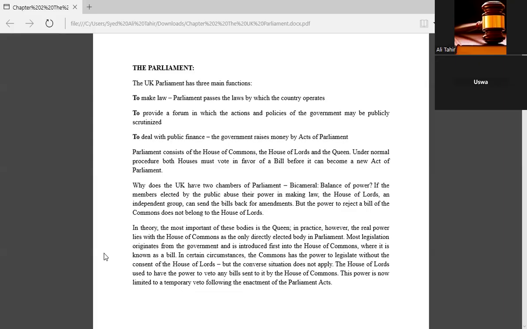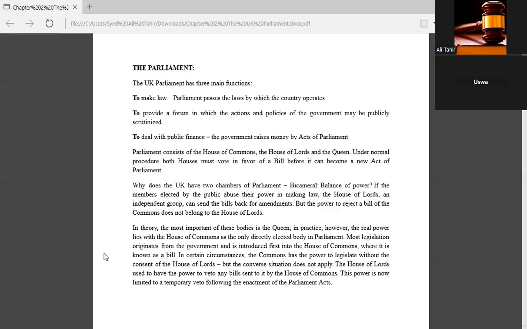Now, what is the Parliament? What are the parts that make up this massive institution, this ancient and highly respected institution of the United Kingdom? Well, it is composed of three branches of the government. The first would be the House of Commons, the House of Lords, and the Queen. It is a triangle of sovereignty with the Queen or the Crown being at the head of it.